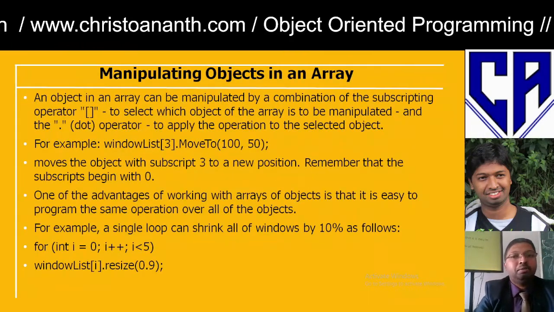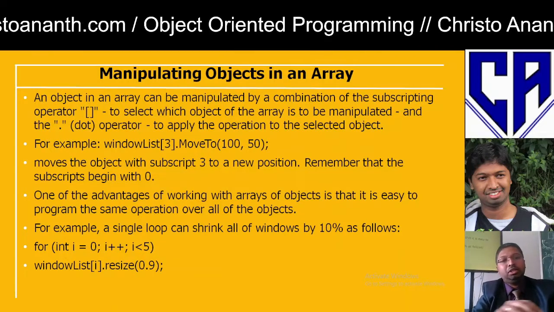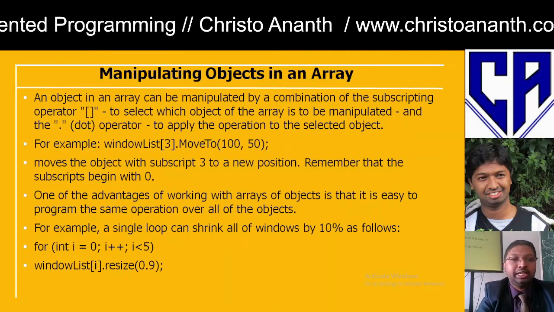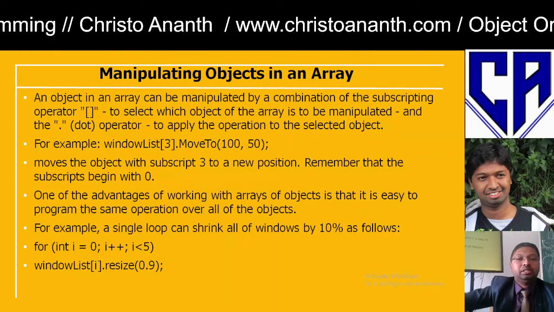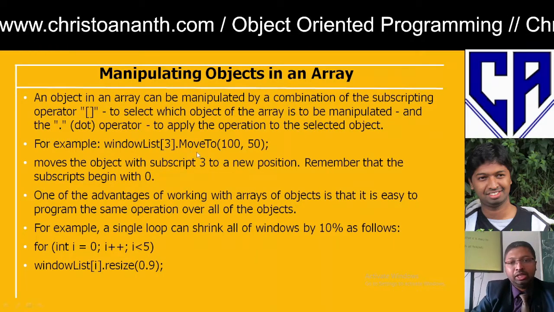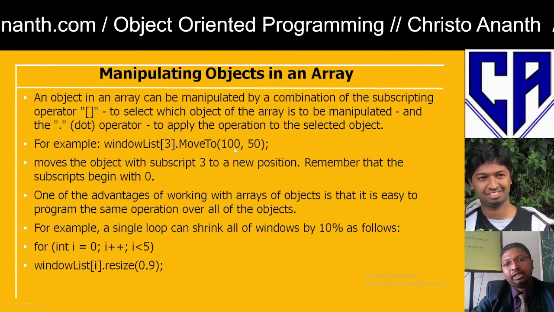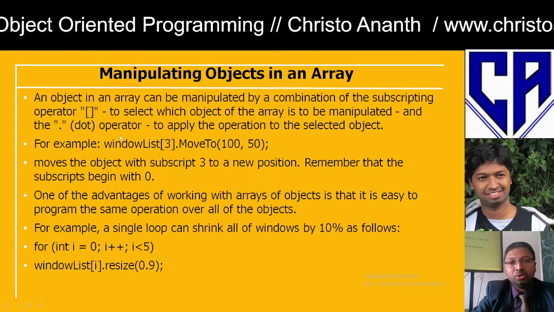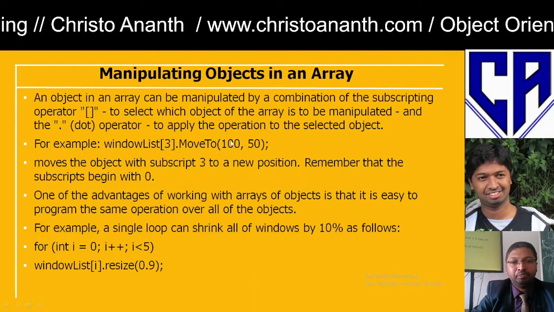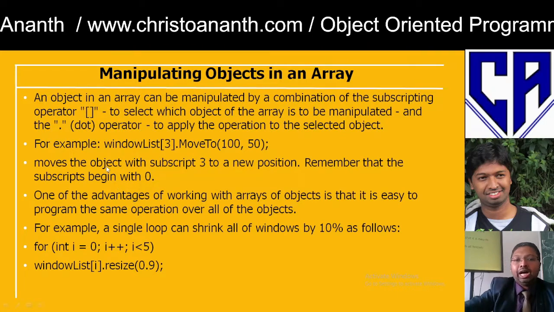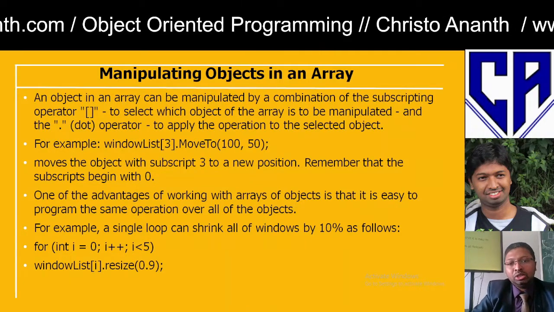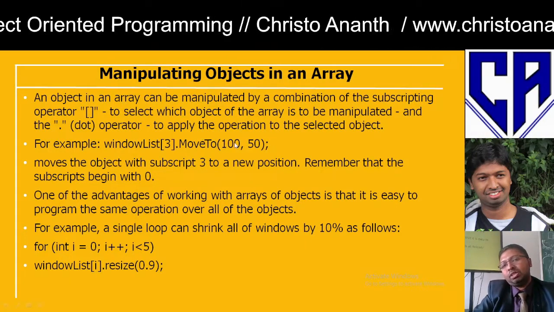So this is how you manipulate the objects in an array. You can use a square bracket, just like in the case of an array, to select which object of the array needs to be manipulated, and then you have a dot operator to apply the operation to the selected object. So you have window list of 3 dot move to 100, 50. Here you manipulate the third object and move it to 100, 50. So this moves an individual object, the one with subscript 3, to a new position.